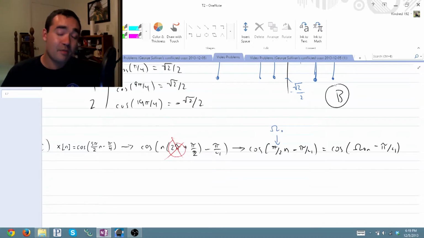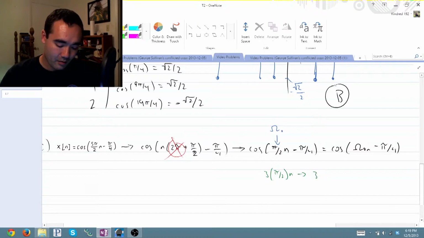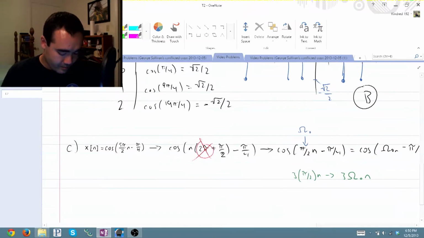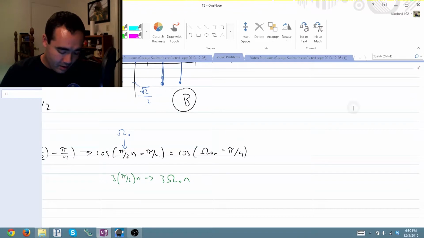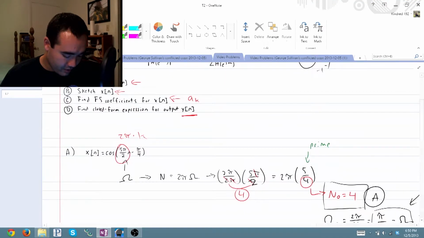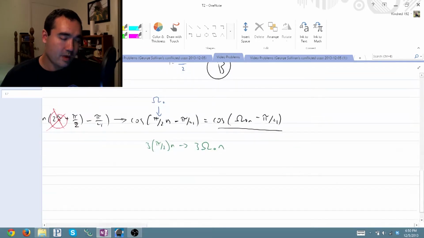Now, this math worked out in this case, but if it didn't, if you ended up with some kind of constant, like say 3 times pi over 2, that would just become 3 omega naught n. And that'll be important later on when we find our values of a. But working from here, we want a Fourier series coefficients. We want to get it into a form that works with the Fourier series synthesis equation.